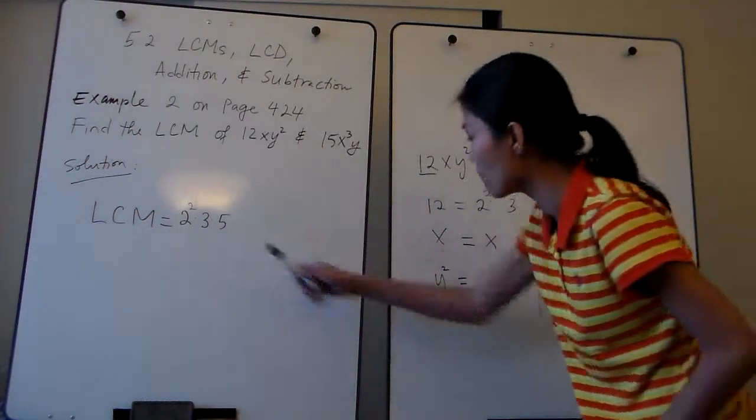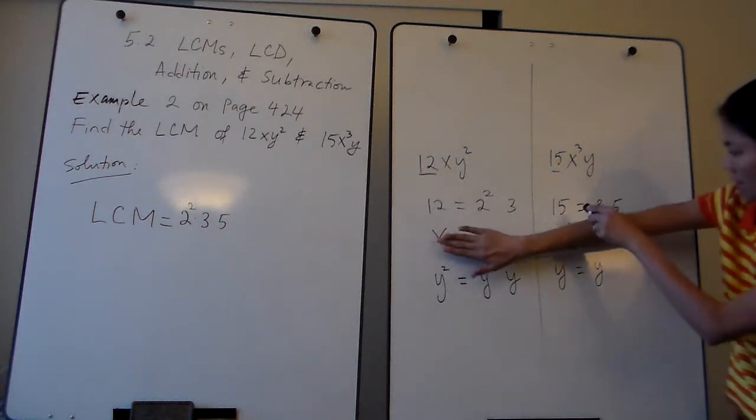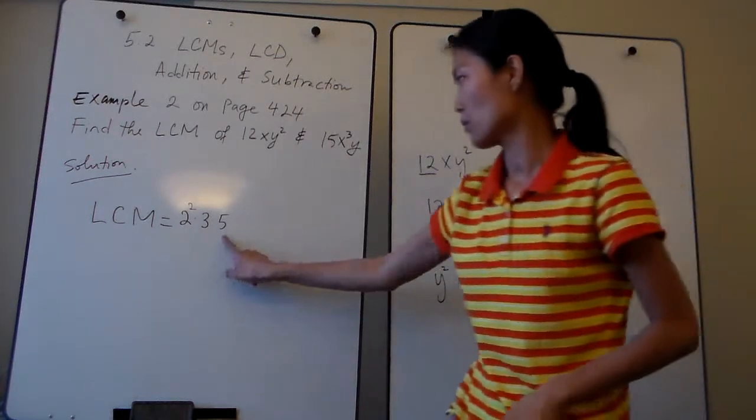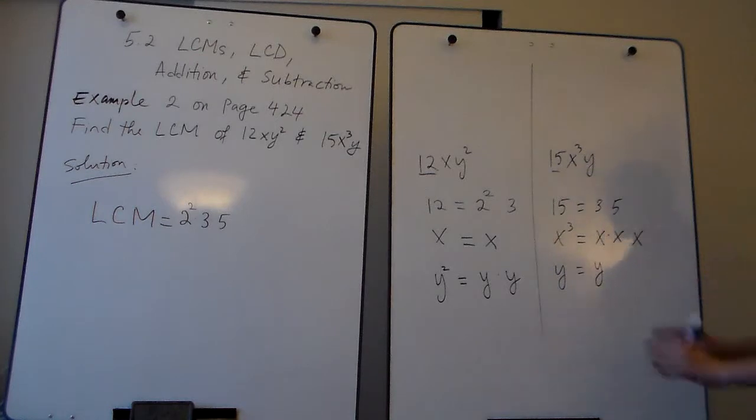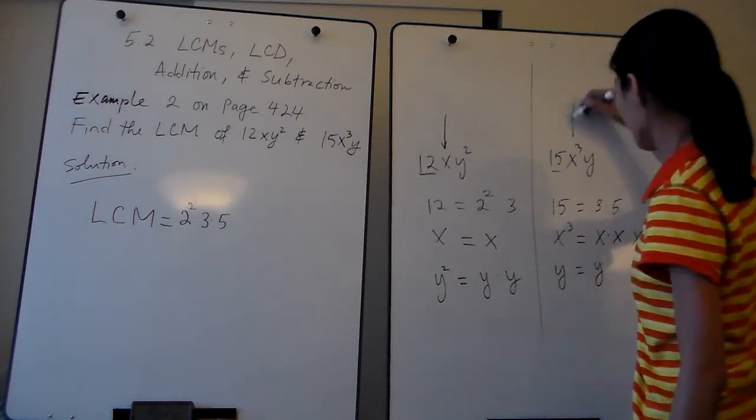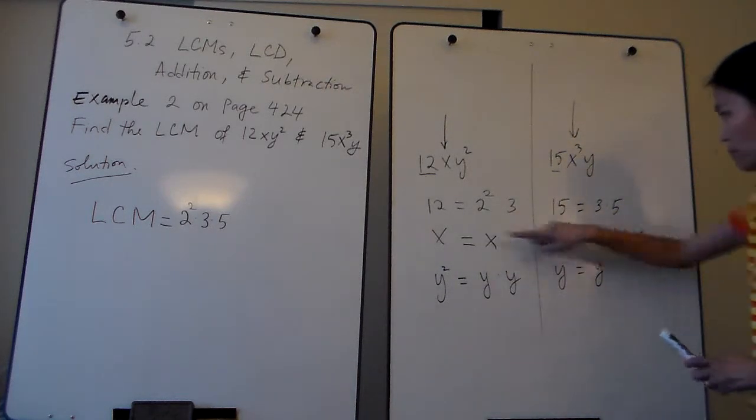Now, how about 5? There's no 5 here, but it's fine. There's one 5 here. So you don't have to do anything. Put 5 to the first power, which is 5. So we're done with the coefficients 12 and 15. Now let's look at the variable x, which is this row right here.